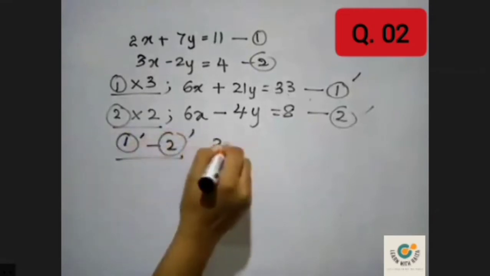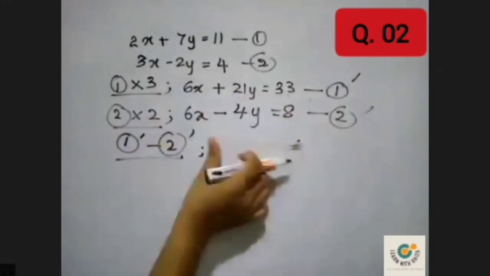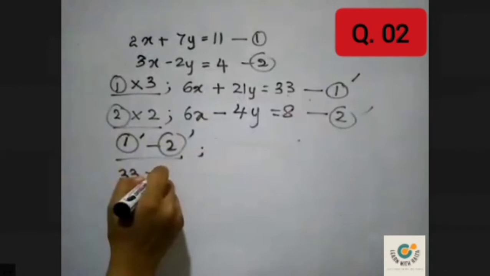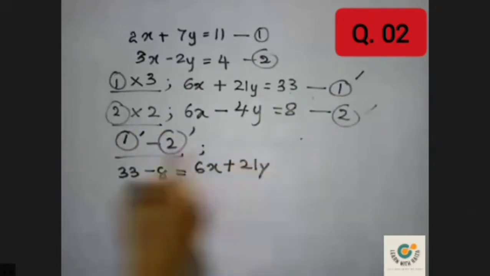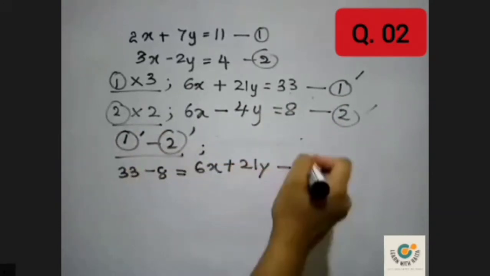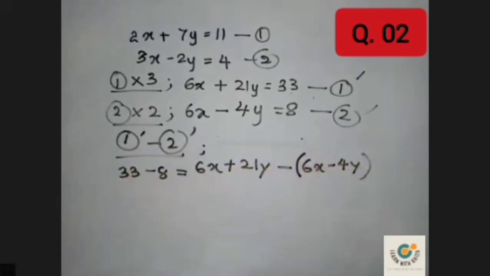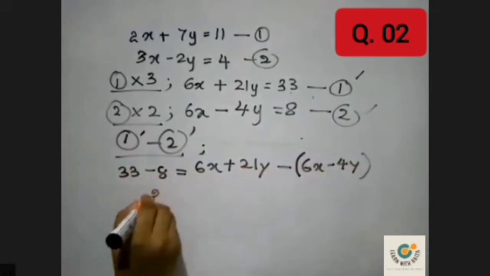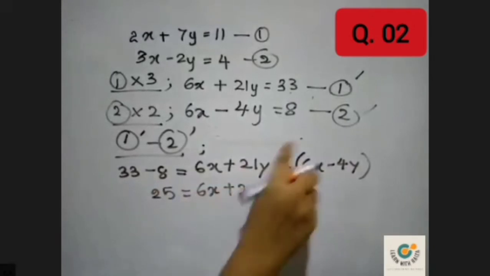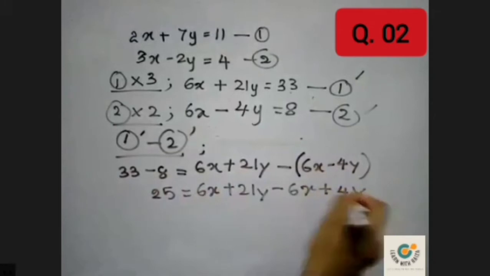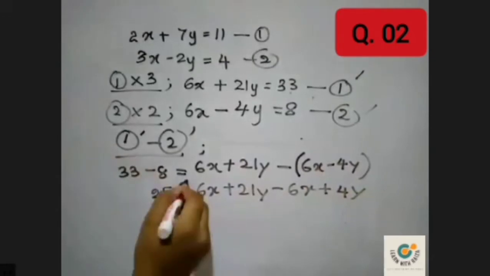That is 33 minus 8 equal to the first equation, 1 dash, 6x plus 21y, minus, remember, minus, the 2 dash equation, 6x plus 4y. When I solve 33 minus 8, I will be getting 25. And here 6x plus 21y minus 6x minus into plus 4y. Now can you see positive 6x, negative 6x? Yes. What can you do now? You can cancel them off.